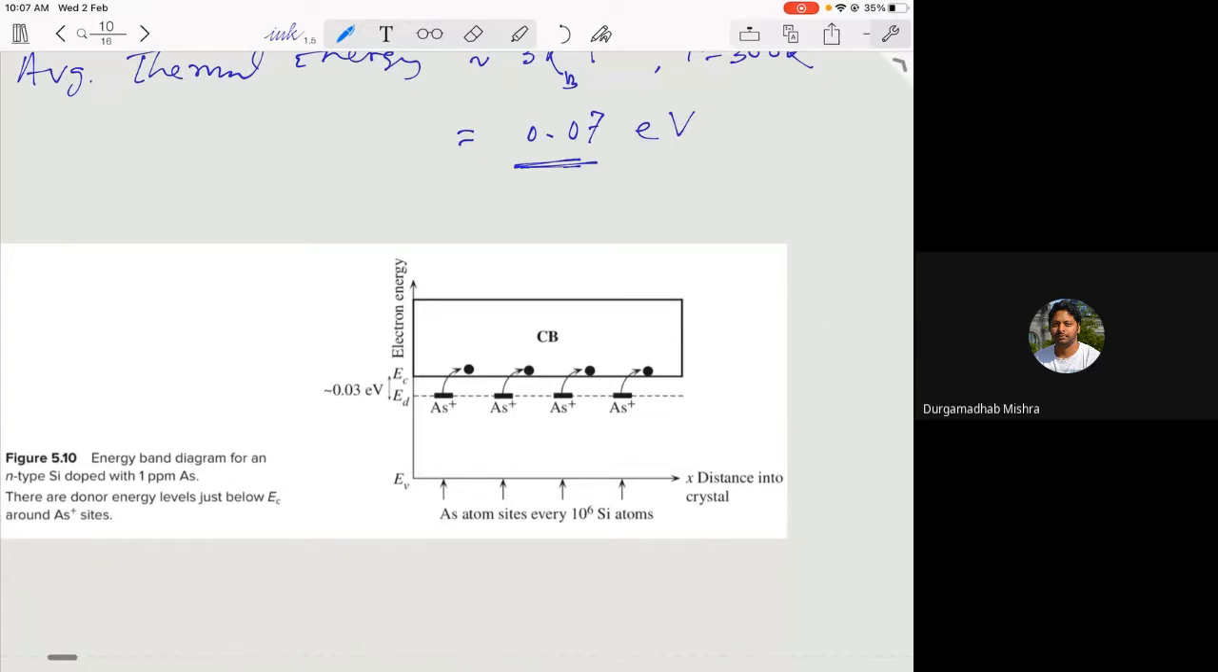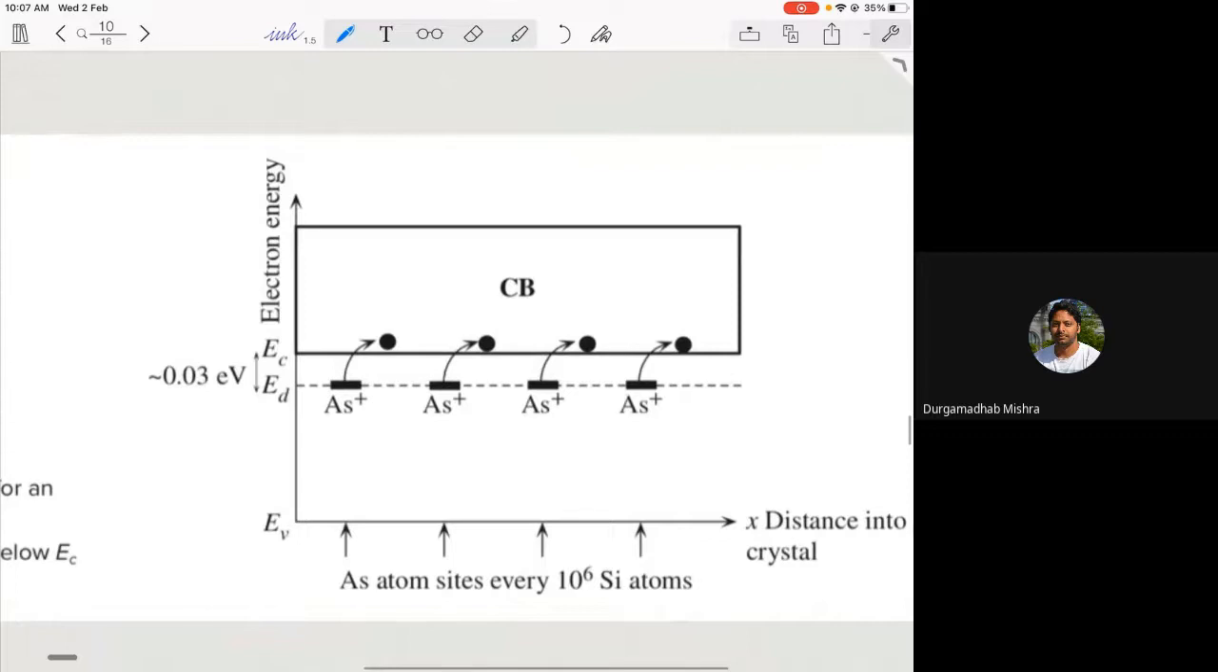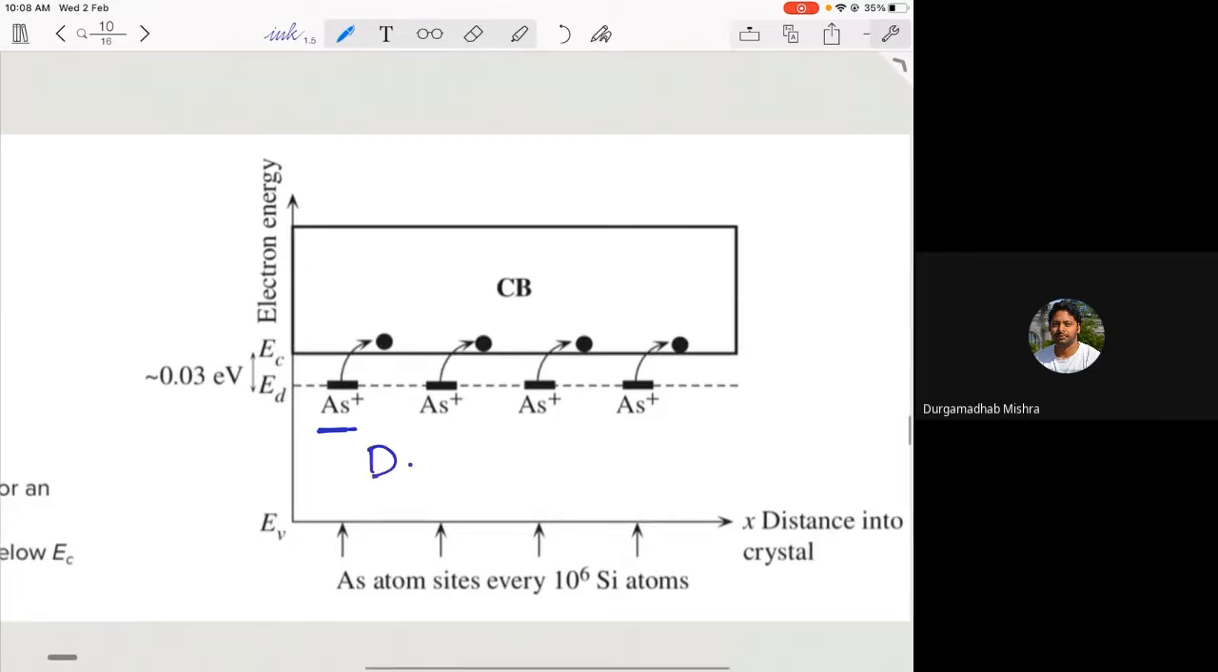So here, in the crystal, you have these arsenic ions which are localized, and they act as donors, called donor atoms because they are donating electrons. At room temperature, this energy of 0.03 electron volt you can get from the thermal energy, and these electrons become free and part of the conduction band.